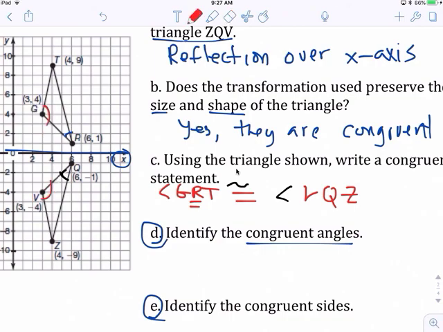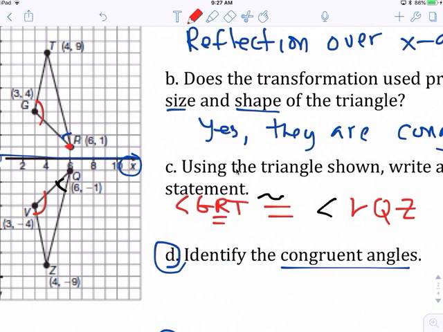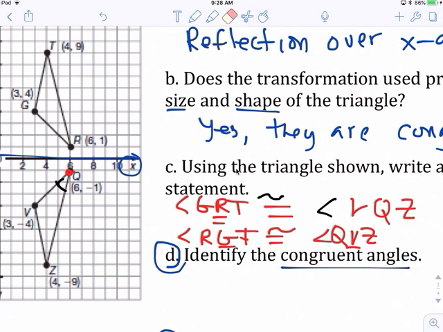Okay, let's talk about angle G and V then. G and V, angle V. Okay, we start with R, angle G. We'll start with R, and then G is in the middle, and then T, congruent to angle. Okay, we went from R, so R corresponds to Q, so you have to say Q, V, and then Z, like that. We're talking about V and G right there. Okay, that's how we do that one.